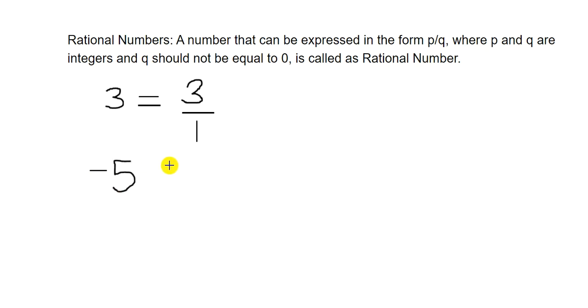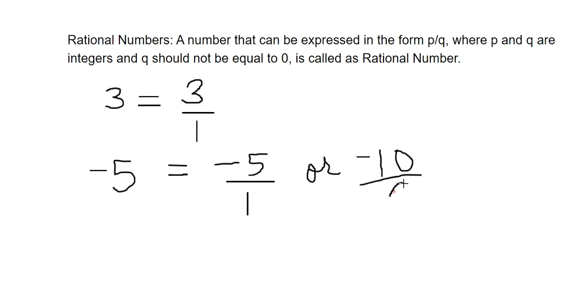Is minus 5 a rational number? My answer is yes. I can write minus 5 in the form of minus 5 upon 1, or I can write it as minus 10 upon 2. Now, minus 10 is an integer, 2 is also an integer. So that means minus 5 is a rational number.